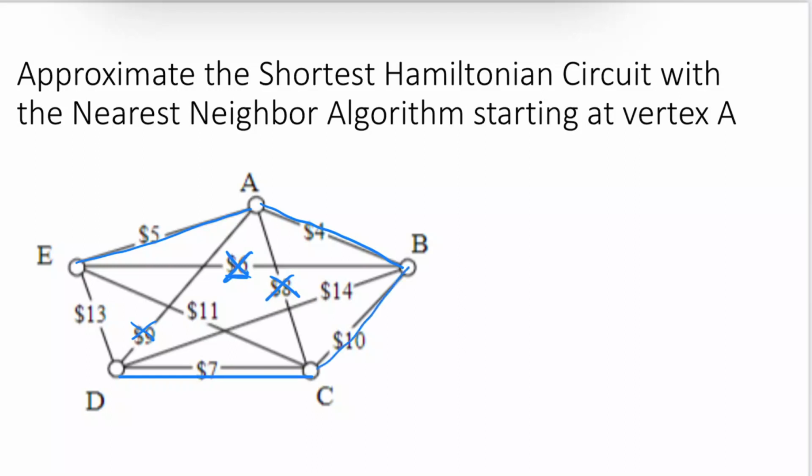And then the next cheapest edge is 11, but that would create a degree of 3. And the next cheapest edge is 13, and that completes my Hamiltonian circuit. And so this would be the circuit that would be given by the cheapest link algorithm. And again, this may or may not be the actual cheapest circuit, but it is a good approximation.